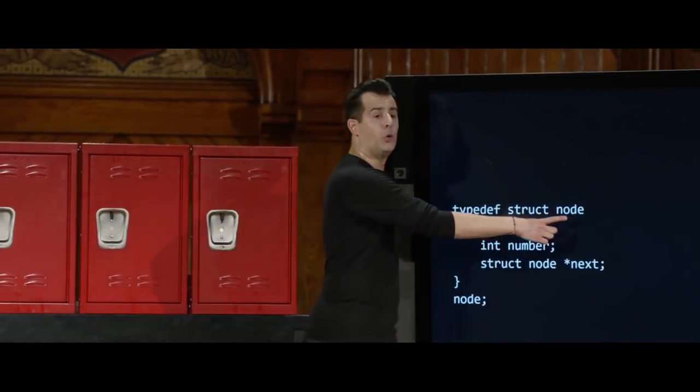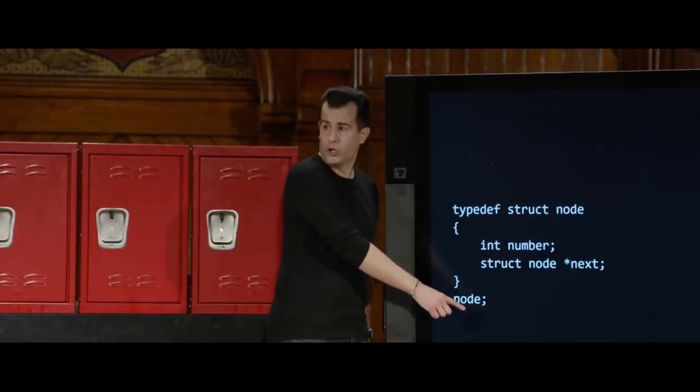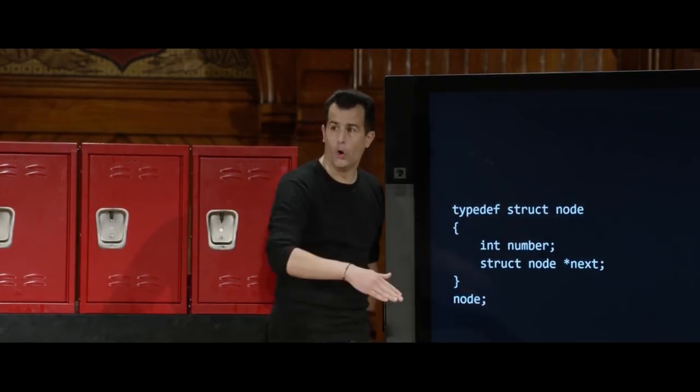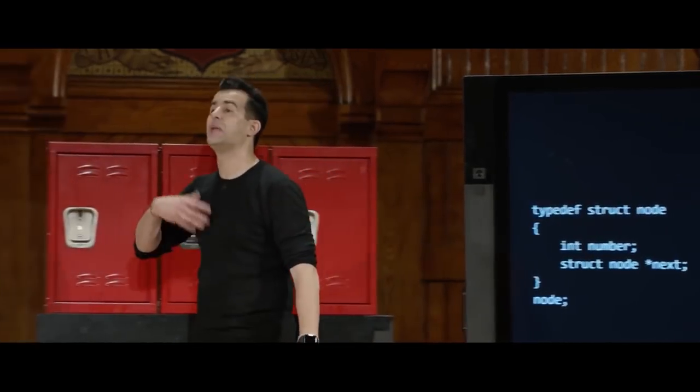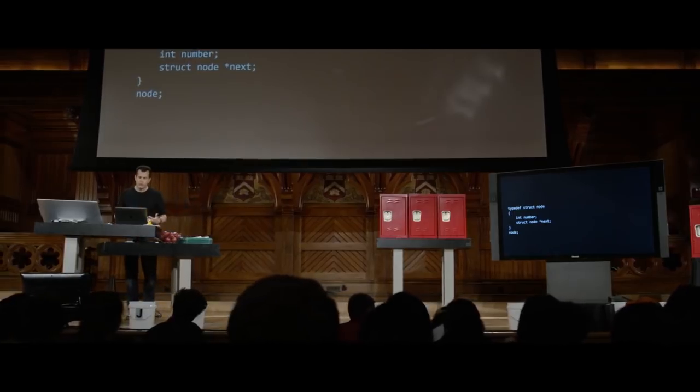So this is the formal name for this structure. It is a struct node. This is the nickname for the structure, more succinctly, node. And that's what typedef does. It gives you an alias from struct node to just node, just because it's easier to type elsewhere in the program. Other questions?